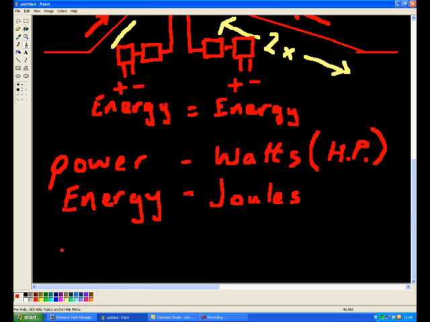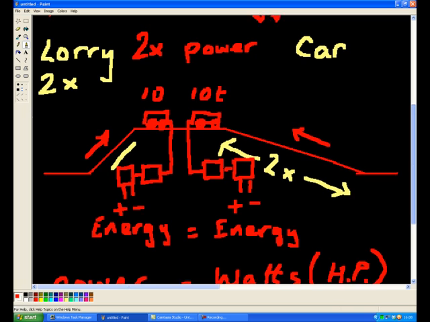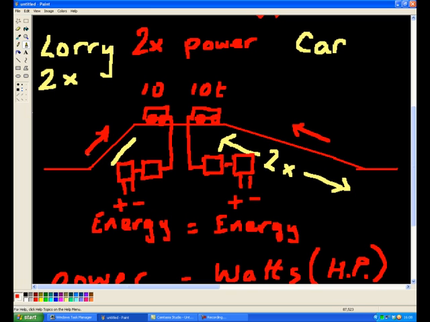Another way of writing power is joules per second. And that makes sense, doesn't it? Power is joules per second. Power is how quickly we manage to do the same amount of work. So the lorry did it twice as quickly, so therefore the lorry is twice as powerful.